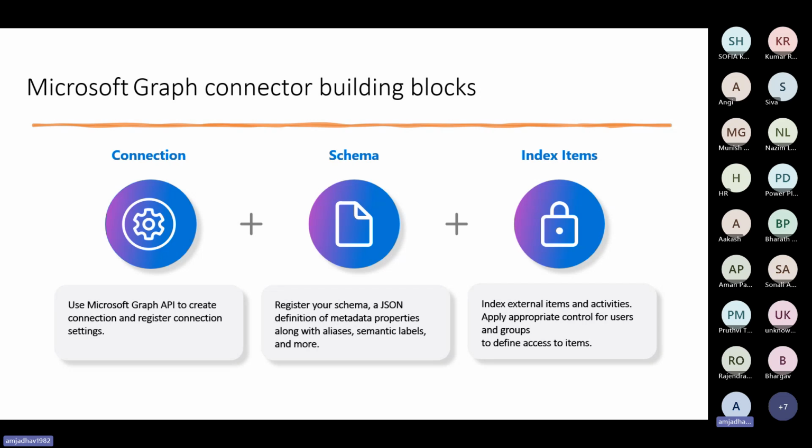So there are three building blocks for this Microsoft Graph connection. There is a connection that you need to create first. You have to register the connection. You have to define the schema. There is a JSON schema that you need to define, specifying what properties from the external application you want to bring. You need to assign these aliases and semantic labels. This is really important when you want to bring the data into your Copilot. When you make a query, if you want that data brought back to the Copilot prompt, the interface, it is really important to define the semantic labels.